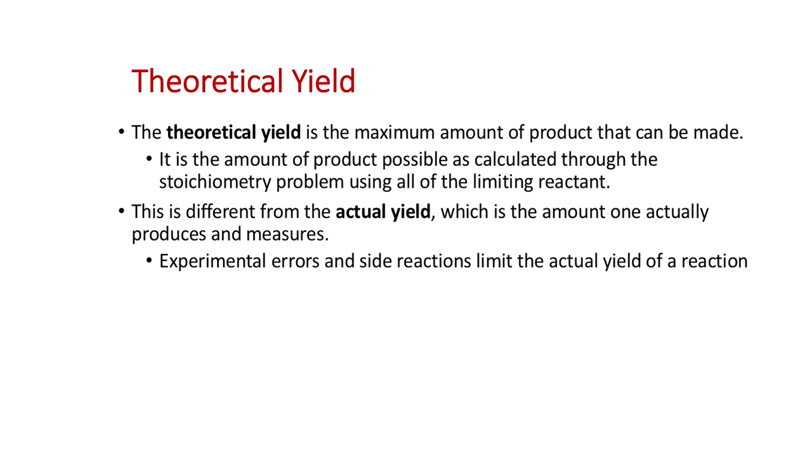Theoretical yield. So theoretical yield is the maximum amount of product that can be made. It's the amount of product that's possible, calculated through the stoichiometry of the problem. So if you use the stoichiometry, that's how you predict the maximum yield of your reaction. That's your theoretical yield. And then, of course, you can get whatever actual yield you can imagine. So the yield doesn't have to be 100%. Generally, the yield specifically of a product can't exceed 100%.